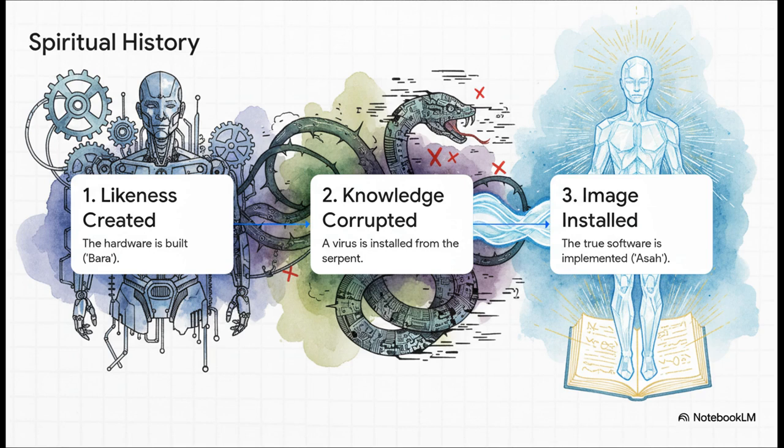You can really boil down our entire spiritual history into a simple 3-step process. Step 1. The hardware is built. That's the likeness. Step 2. A virus gets installed. Corrupted knowledge, a bad line of code from the Serpent. And then, Step 3. The true software, the image, is finally installed by the Messiah to clean up the mess and restore the whole system.